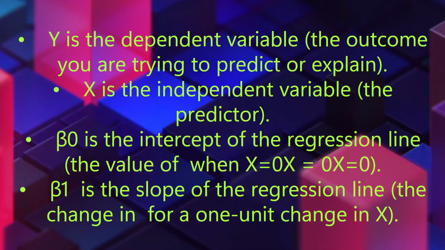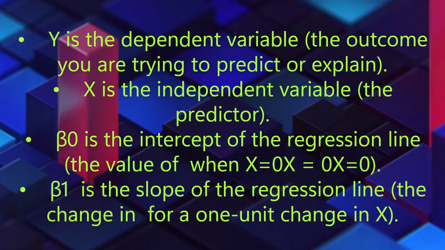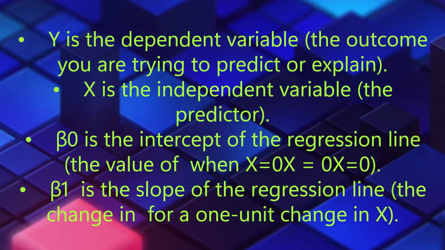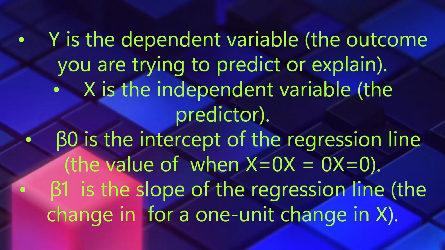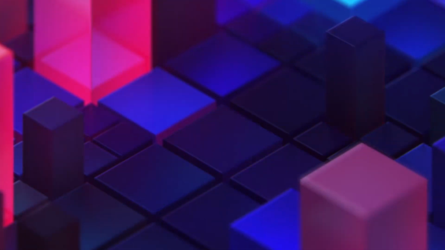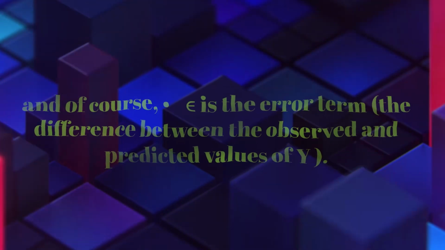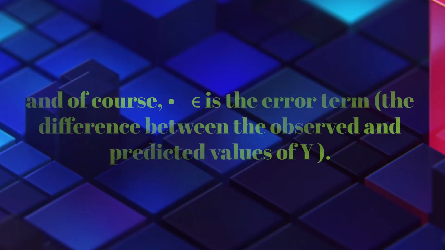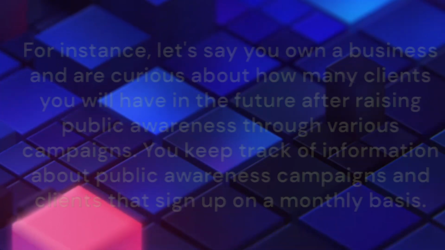What does this represent? Given that the unit change of x is equal to 1, it shows the effect of the change it causes in y. And of course, epsilon is the error term, which is the difference between the predicted values and the observed values.